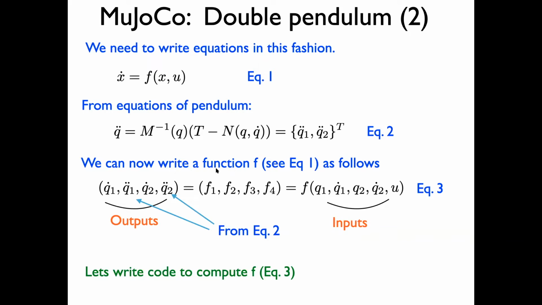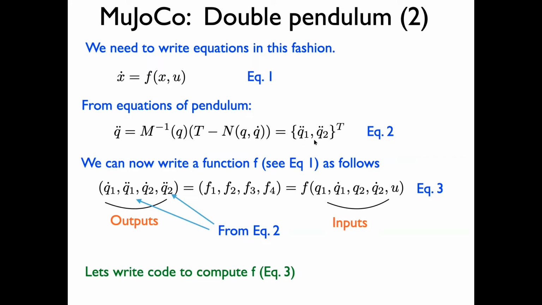So in order to find f, all we need to do is concatenate all the rates of change of the state. In this case, the state is position and velocity. So we need to find the rate of change of position and the rate of change of velocity. The rate of change of position of the first link is q1 dot. The rate of change of velocity of the first link is q1 double dot, which we found from this equation. Q2 dot is the rate of change of position of the second link, which is the velocity, available to us. And q2 double dot is the rate of change of velocity of the second link, which is the acceleration, available through this equation.